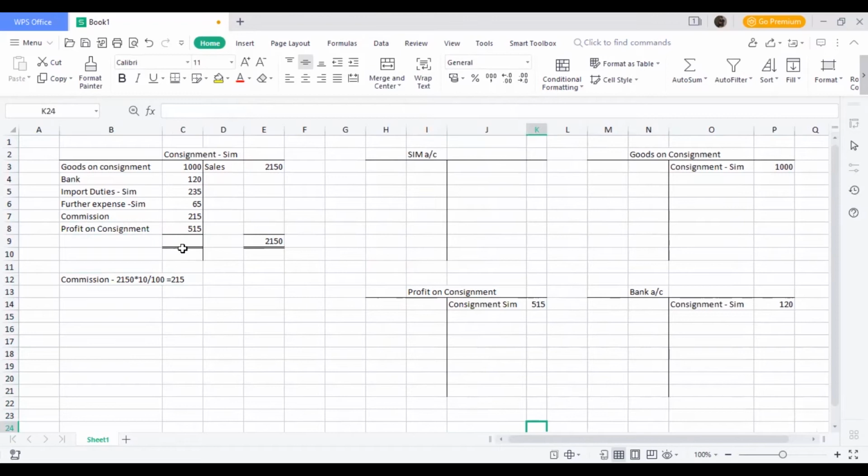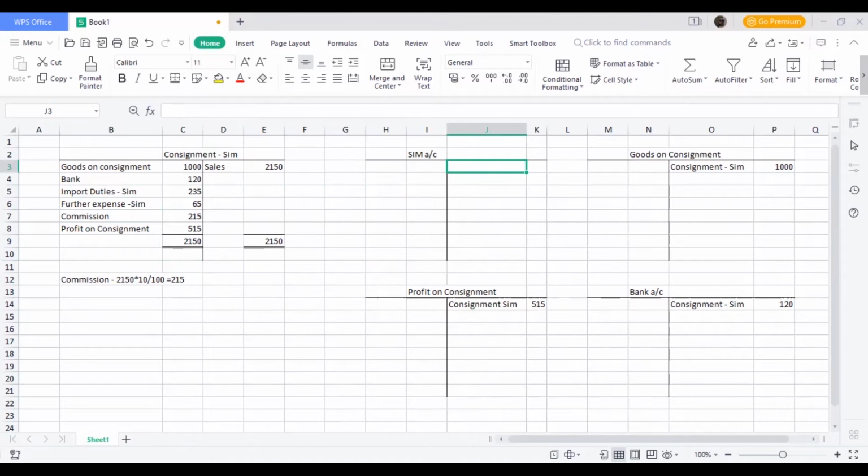I'm not yet done. I have a few more things to do. So here also I'll write 2,150. Then now I need to finish the SIM account. How do we do this? What are the expenses SIM has incurred? Because you can see he has incurred import duties, further expenses, and he has received a commission. So always do it with the concept of the principles of double entry. Then only the sum will be correct. From my point of view, how will the SIM's account be?